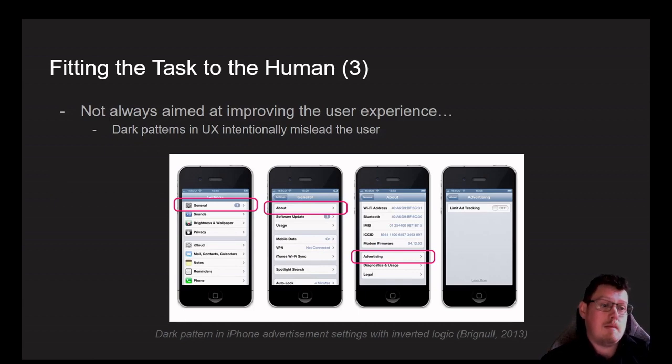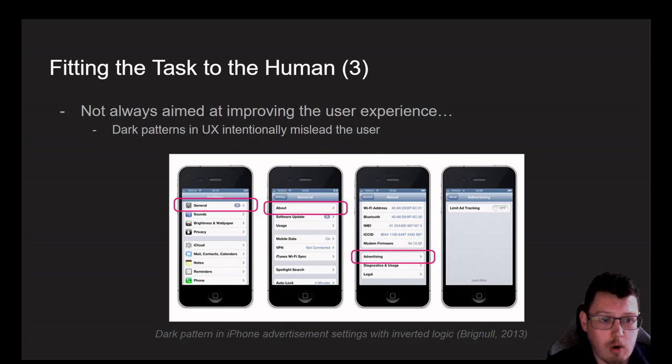And fitting the task to the humans is not always aimed at improving the user experience. Sometimes it's not always about identifying the limitations of the humans and then trying to build software to help them. In some cases, like in the instance of dark patterns, in user experience design. Here's an example from an old version of the iPhone, which has a dark pattern in it that is intentionally misleading in the way that it's phrased, in order to make you think the opposite of what is happening.